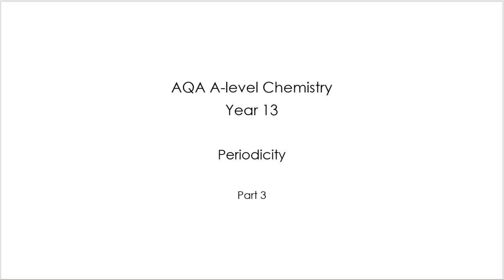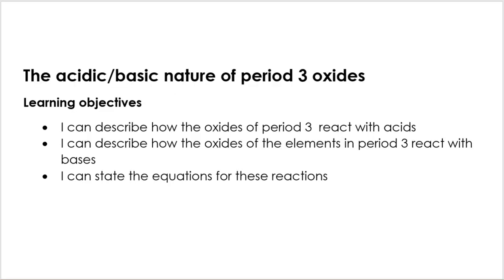This is AQA A-Level Chemistry, and we're looking at the periodicity year 13 topic. It follows on from year 12 but has a lot of additional information. As always, I'm going to recommend that you pause, have a go at each activity for yourself and see how you're progressing with it. In this final video in a series of 3 for this topic, we are going to look at the oxides of period 3 reacting with acids.